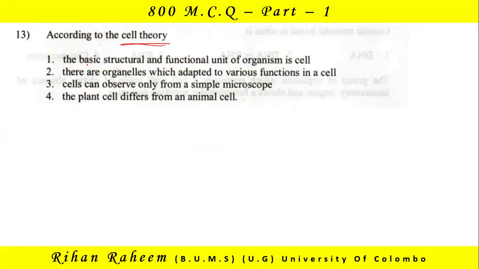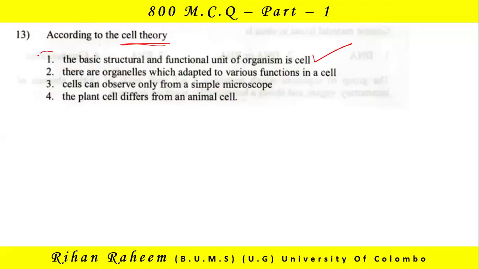According to the cell theory, the basic structural and functional unit of living organism is the cell. Yes, it's one of the features of the cell theory. Second one, there are organelles which are adapted to various functions of cells. Yes, it's not directly there in the cell theory. Cell theory has 3 points, no? Cell is the basic structural and functional unit of living organisms. All organisms are made up of one or more cells. New cells arise from pre-existing cells. Those are the 3 main things.